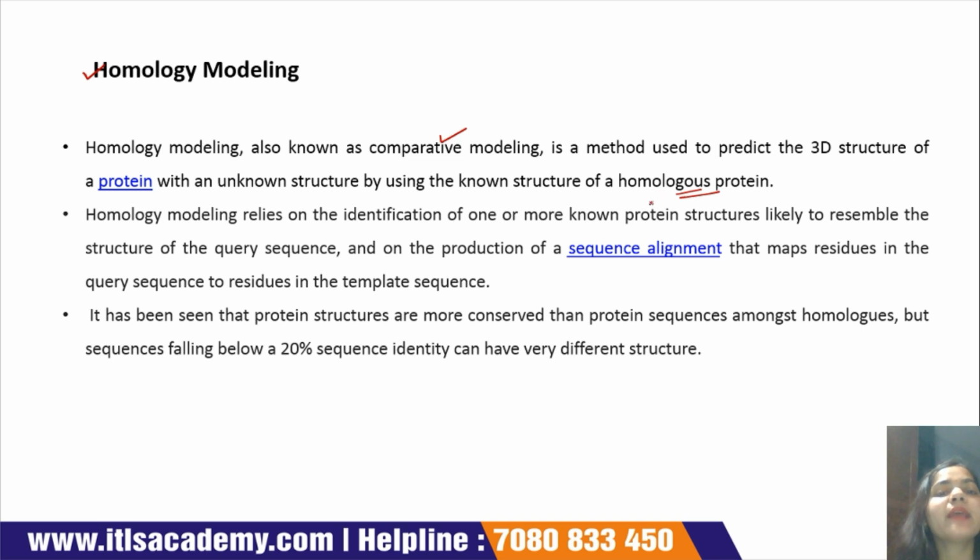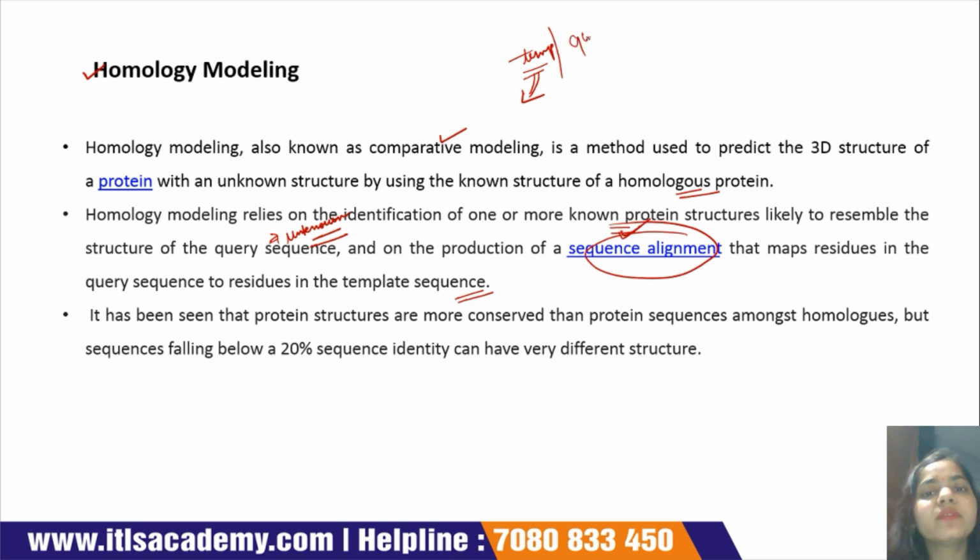Homology modeling relies on the identification of one or more known protein structures likely resembling our query sequence. Query sequences are the unknown sequences. It also relies on the production of a sequence alignment that maps residues in the query sequence to residues in the template sequence. With the help of sequence alignment methods such as BLAST, we align the template sequence as well as the query sequence. The template sequence is the linear chain of amino acids of a known protein, and the query sequence is the linear chain of amino acids of an unknown protein.